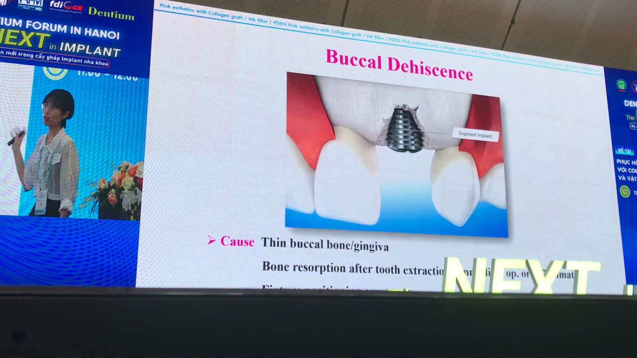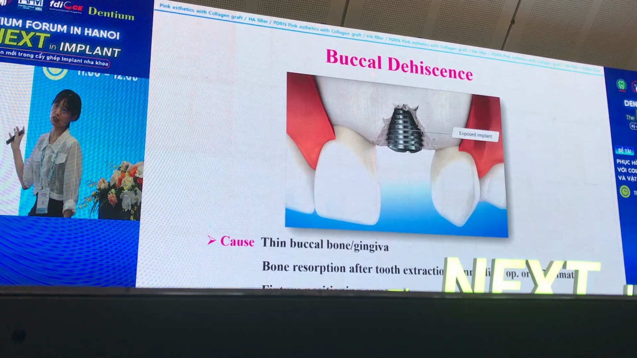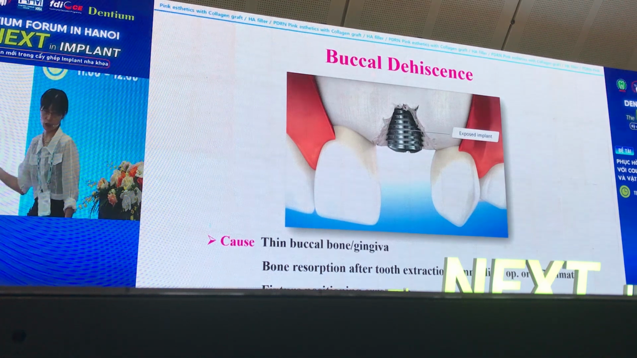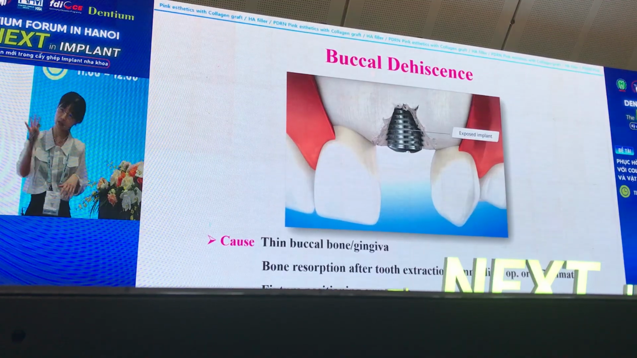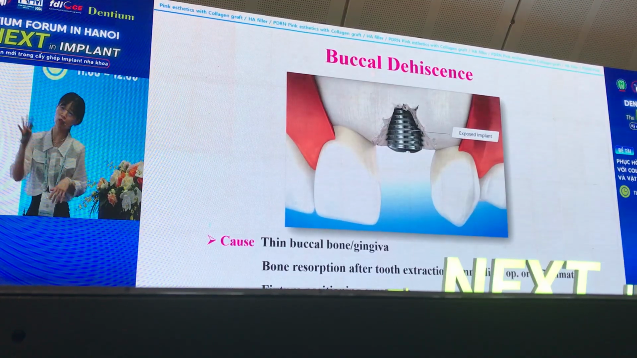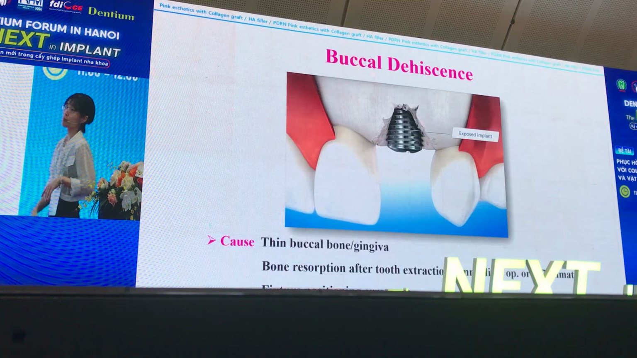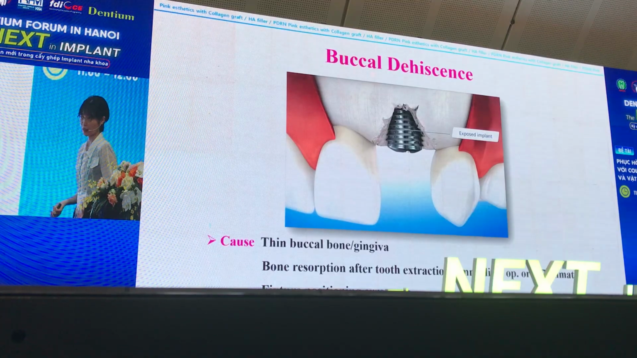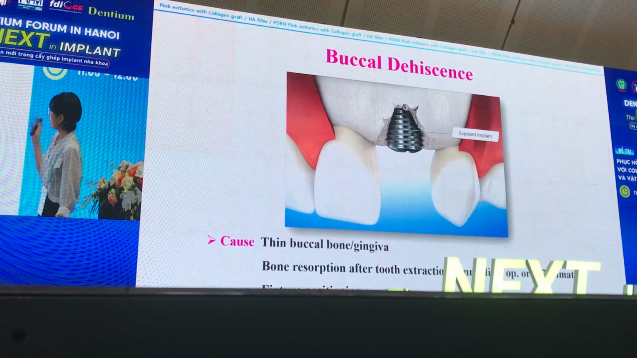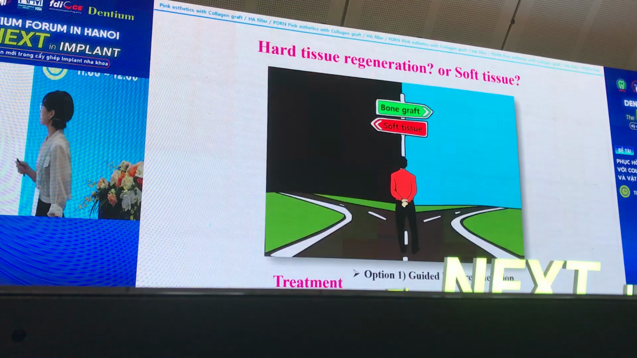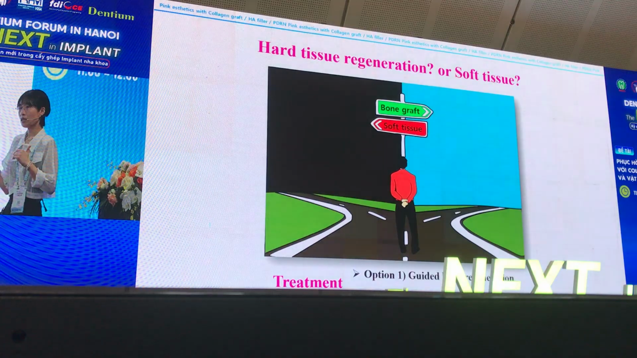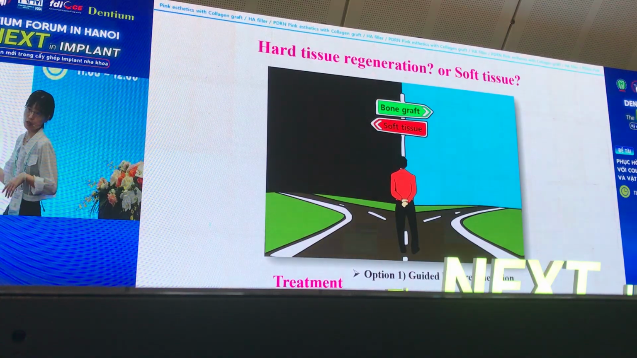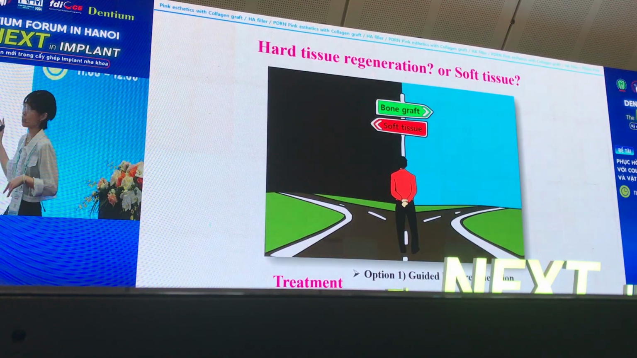And also, in the case of immediate implantation, you have to consider the fixture positioning, right? You have to place the fixture more palatally and more properly, but in immediate implantation that is very difficult. So in that case, you can get buccal dehiscence like that. In the case of thin gingiva, we can see the gingival recession, so we can decrease the esthetic point.